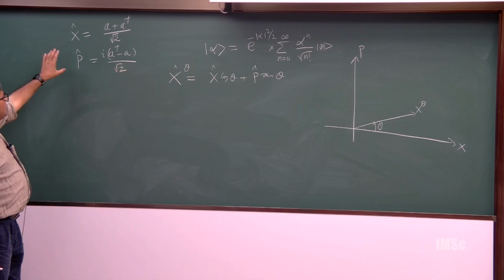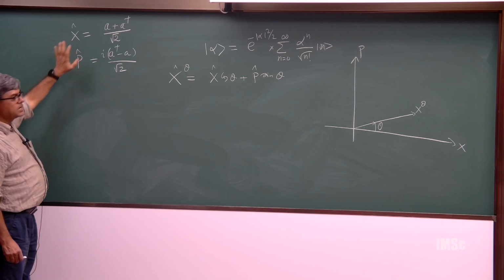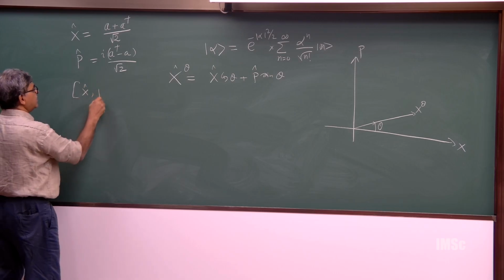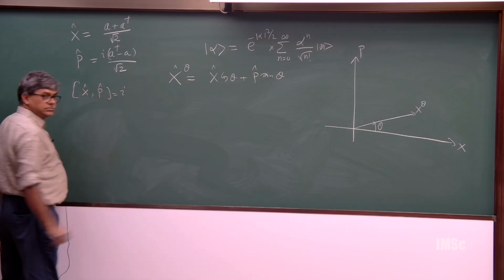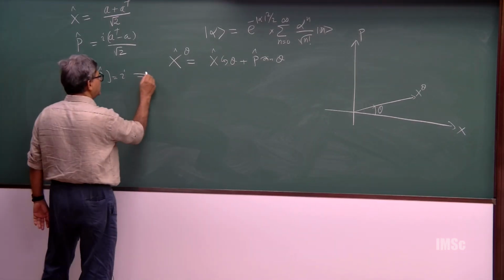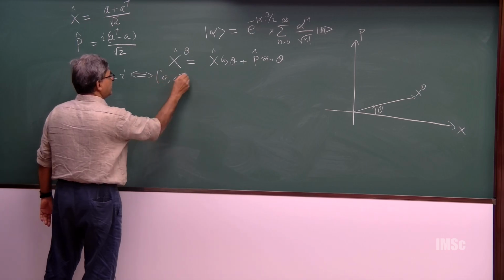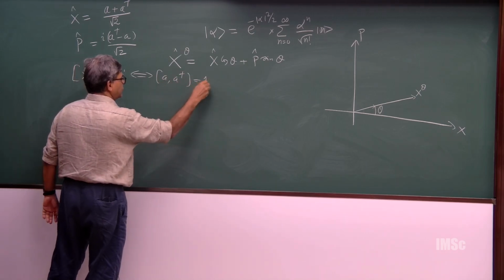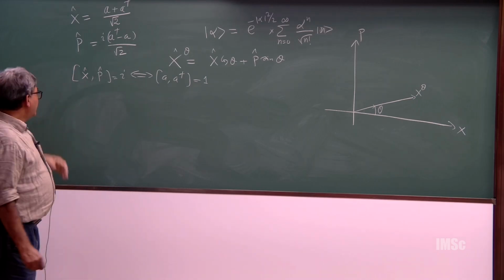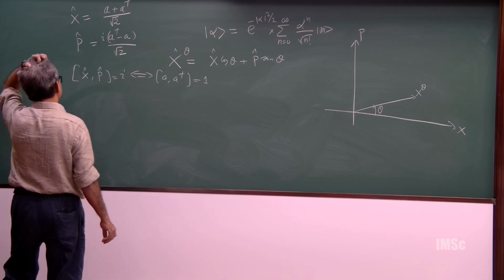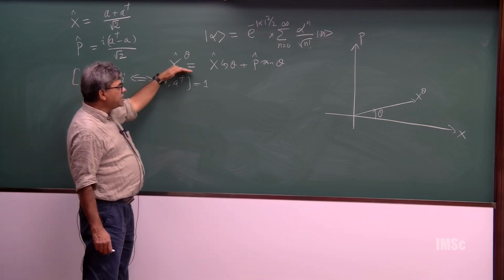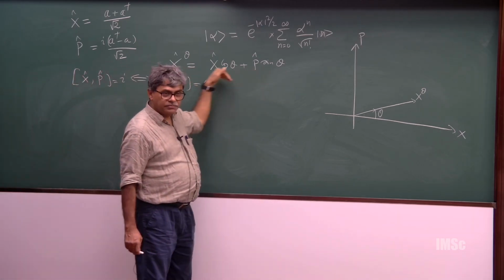Okay. So these are dimensionless quadrature operators, as one can see, and they satisfy this commutation relation. And this is equivalent to the commutation relation that a and a dagger, these are operators, the commutator is equal to 1. So, this is a kind of rotated version of these quadrature operators.